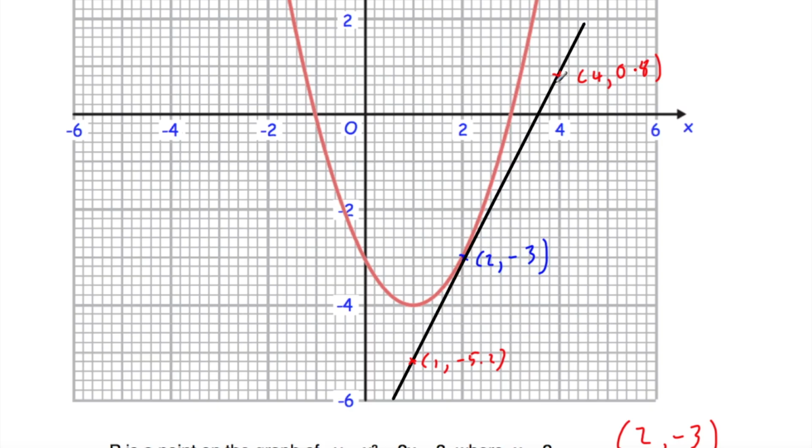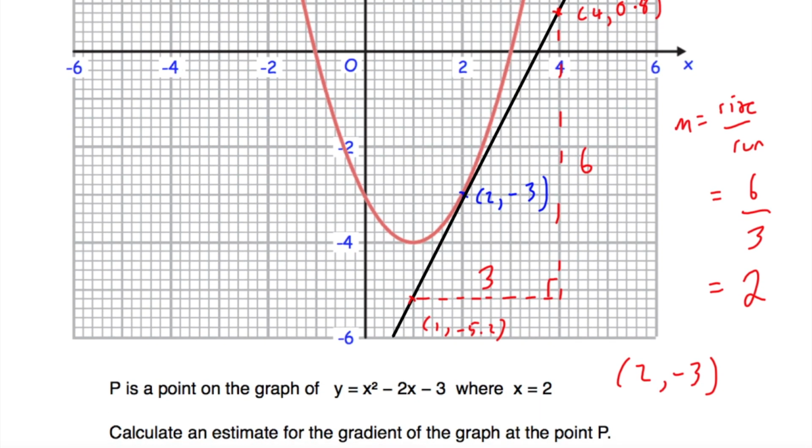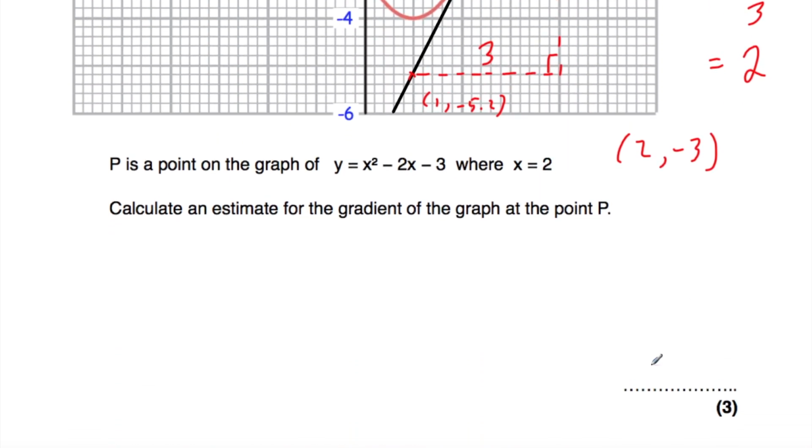Now we want to work out the gradient of the line that passes through those points. So the gradient, m, is equal to the rise divided by the run. Let's do a little right angle triangle. In terms of the run, we're going from 1 to 4, so the run is 3, so it's going to be over 3. In terms of the rise, we're going from minus 5.2 up to 0.8, so that'll be a rise of 6 actually. So we're going to do 6 divided by 3, and 6 divided by 3 is equal to 2. So our estimate for the gradient of that curve at that particular point P is equal to 2, and that's it.